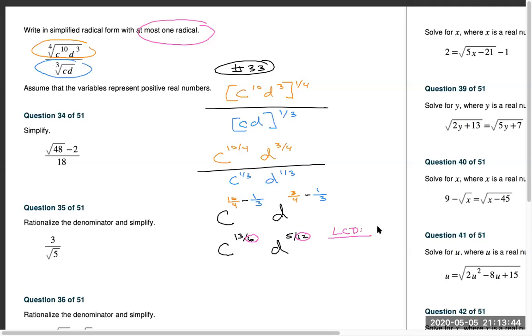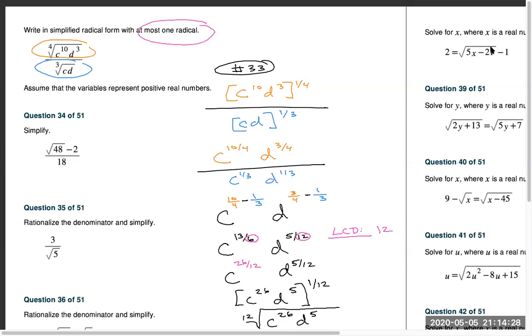LCD between 6 and 12 is 12. So we're going to keep D to the 5/12 as it is. We're going to change C to the 26/12. Okay, that's the same thing as C to the 26th, D to the 5th, all to the 1/12 power, which comes out to the 12th root of C to the 26th, D to the 5th.